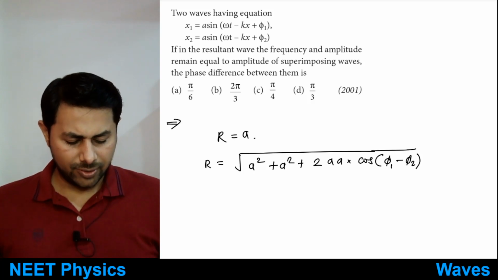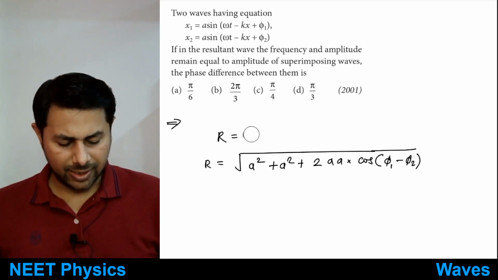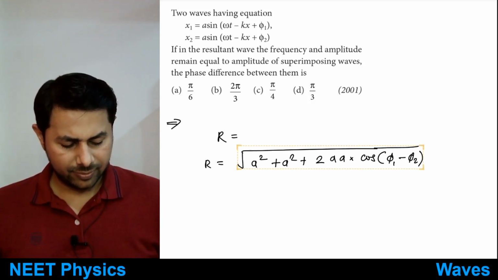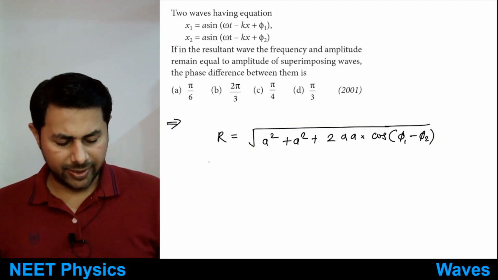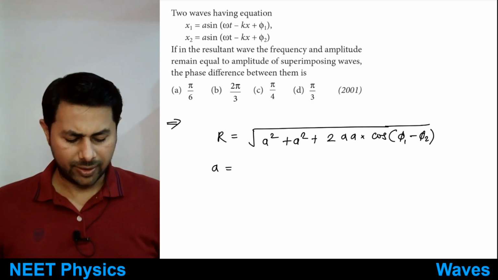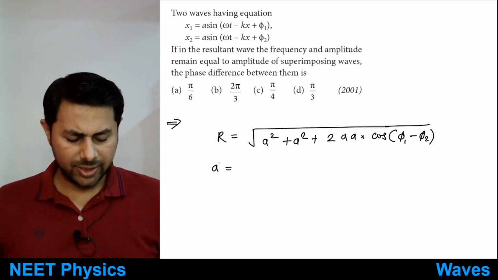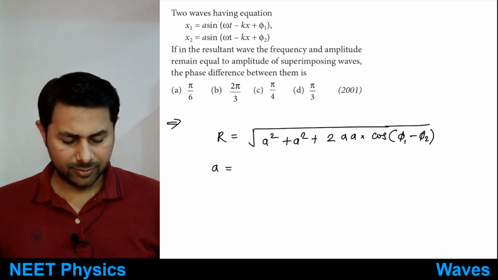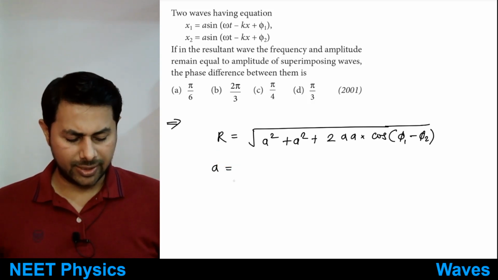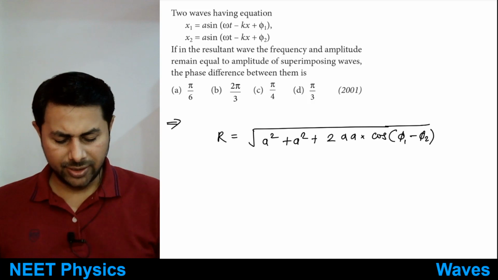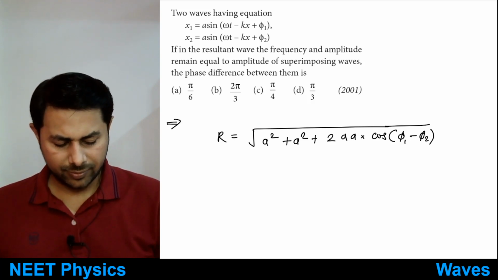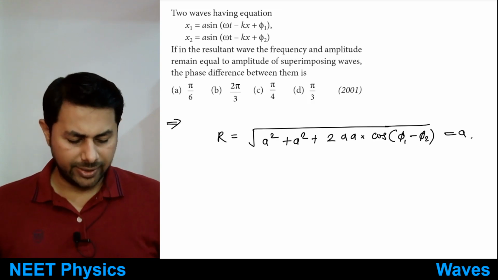So let me just say that this is R, and what they are saying is R is equal to A. So then just take the square of that. R is equal to A, that means this thing is equal to A. So let's take the square of this thing.